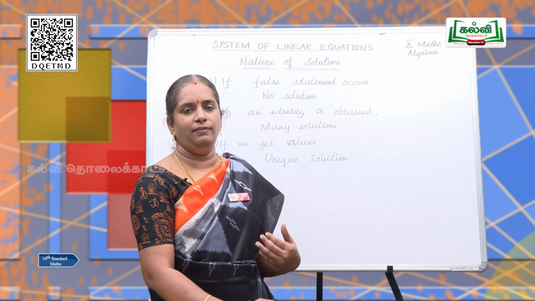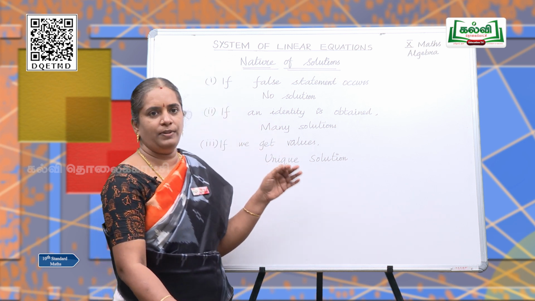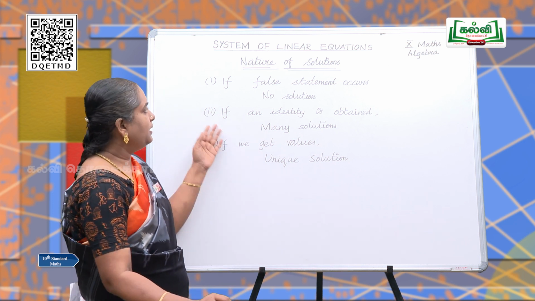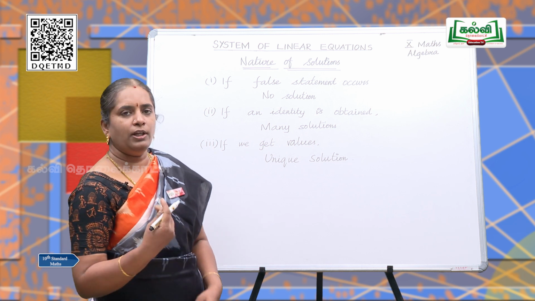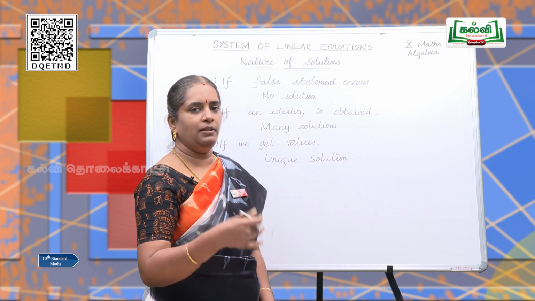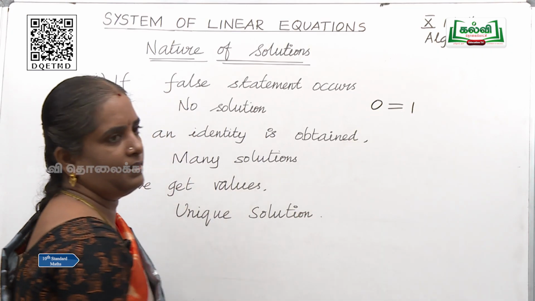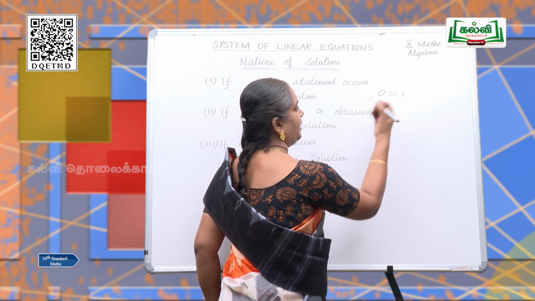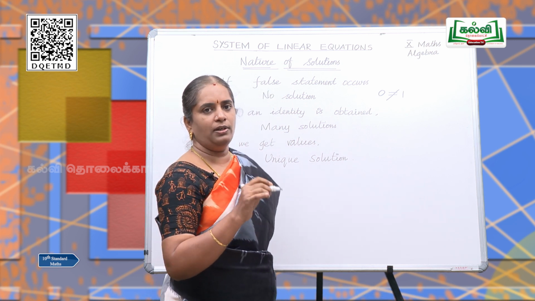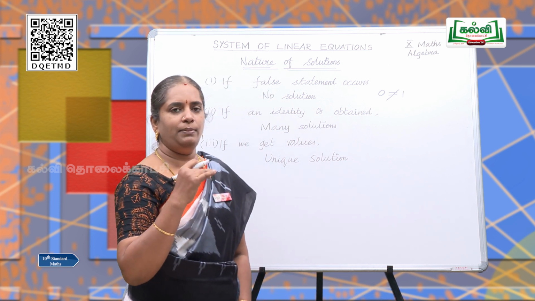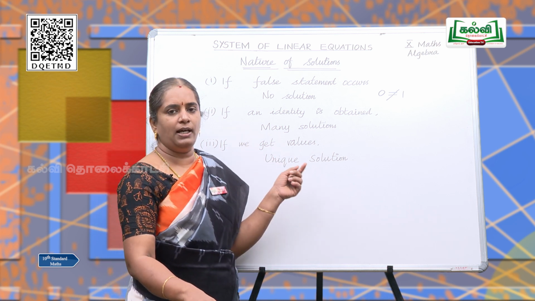While solving, if you arrive at a statement which is false, that is, in between the process of solving, we can say that there is no solution. What do you mean by a false statement? In between, while solving the equations, we may have an equation like 0 equals 1 or 0 equals 7, which is not true. So if a false statement occurs in between, we stop there itself and say that the system has no solution.